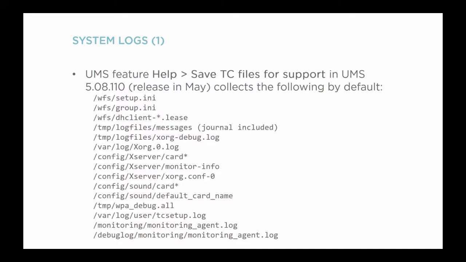And what else is in this zip file? It's what you can see here. It's a large collection of all kinds of log files: the setup file, the group file, the DHCP leases, the system journal, the Xorg log, monitor info, sound card info, WPA wireless authentication debugging, and so forth. So there are a lot of log files, and you can retrieve them all from UMS remotely.